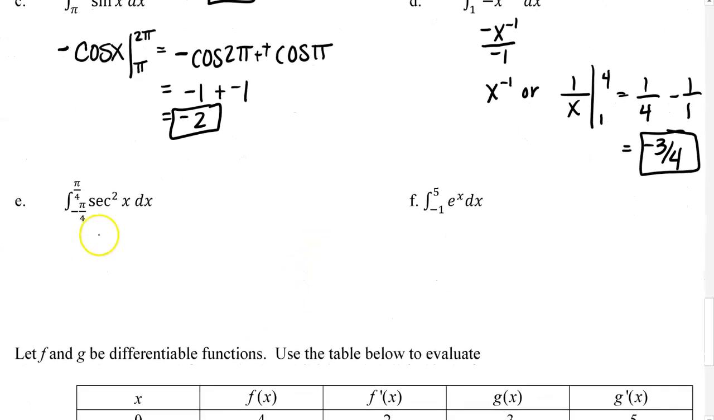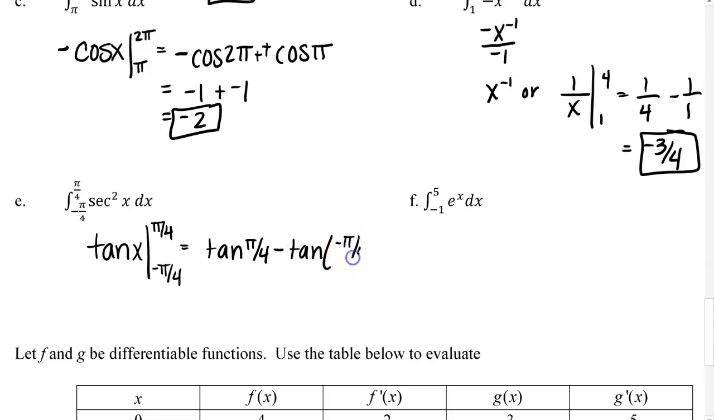Okay, secant squared. Antiderivative of secant squared is tangent from negative pi over 4 to pi over 4. So I sub in pi over 4, subtract, and sub in negative pi over 4.